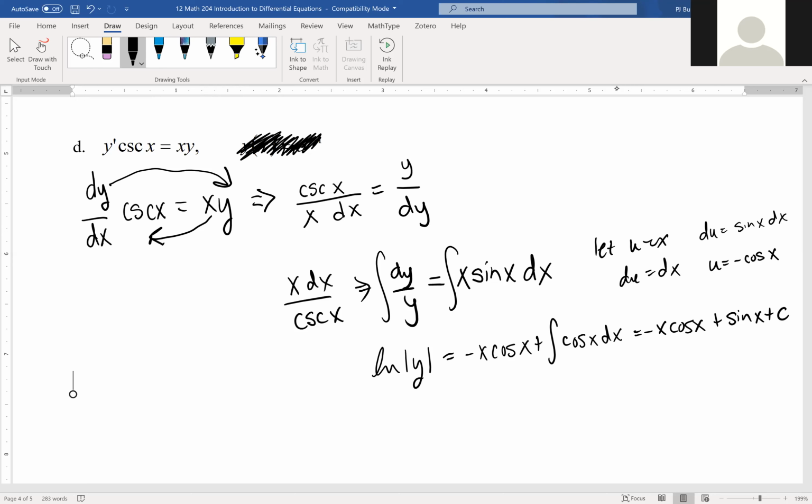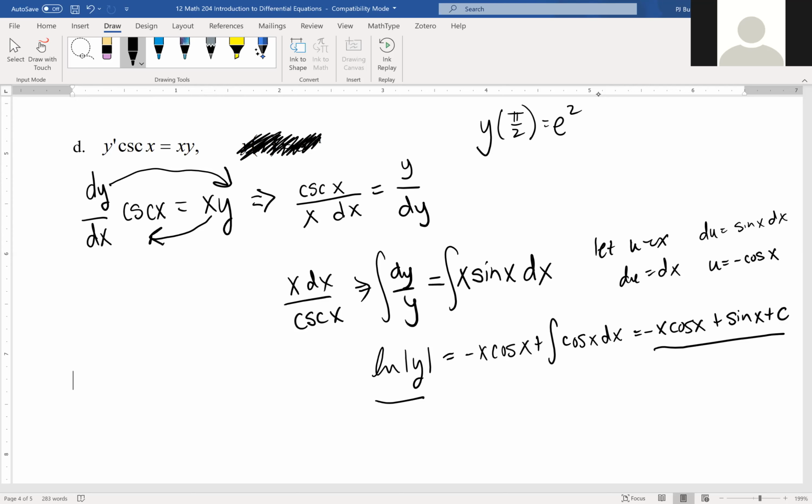So we have that, right? So we have natural log y equals all this. Now we do not have a condition yet. We had the one that was given before and it was ugly. Let's say y of pi over 2 is equal to e squared. Let's try that.